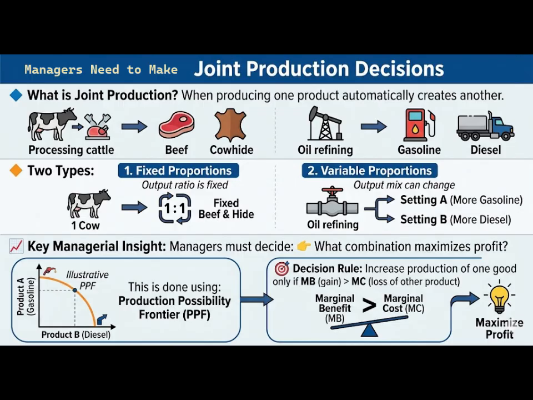Here is the decision rule: increase production of one good only if marginal benefit is greater than marginal cost. In other words, increase production of one good only if gain is greater than loss of other product.